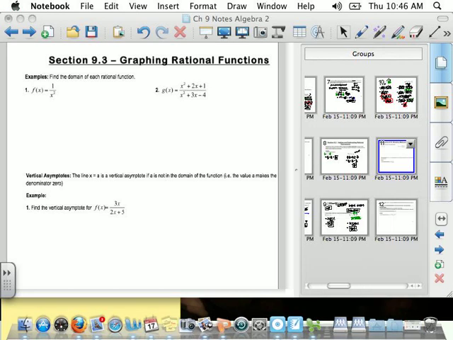Okay, 9.3 is on graphing rational functions. So this is kind of putting everything together that we've done so far. So we're going to learn how to graph things.